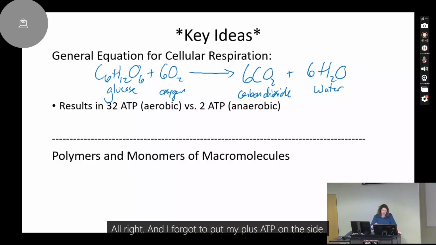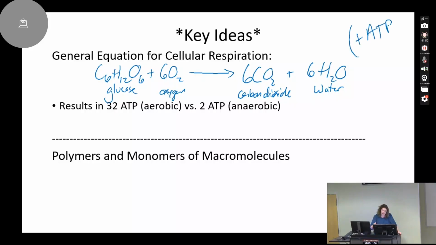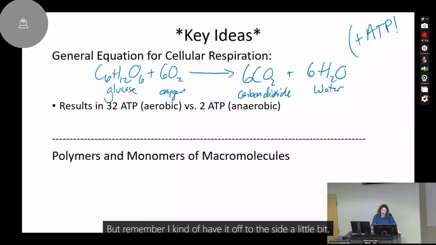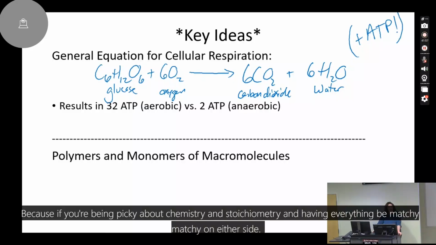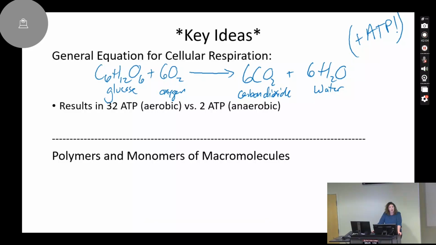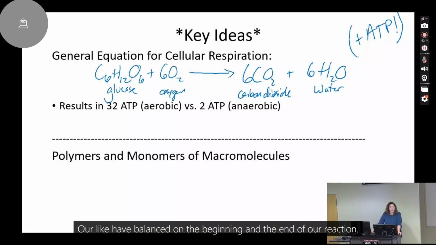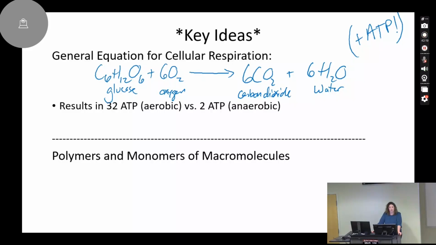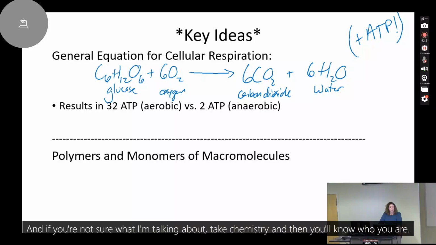Oh, right, and I forgot to put my plus ATP on the side. But remember, I kind of have it off to the side a little bit because if you're being picky about chemistry and stoichiometry and having everything be matchy-matchy on either side, ATP is really just our happy byproduct, okay? It's not something that we have balanced at the beginning and the end of our reaction. And if you're not sure what I'm talking about, take chemistry and then you'll know.